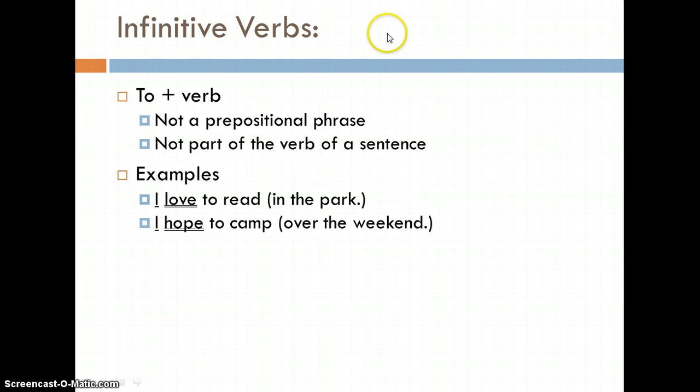One point that can be somewhat confusing is this idea of infinitive verbs. Anytime we have to plus a verb, that is called an infinitive verb. To run, to play, to live, that is an infinitive verb. But what is interesting and important to note is first, it's not a prepositional phrase. Even though it has the word to, it's not a prepositional phrase. And it's also not part of the verb of a sentence. An infinitive verb does not act as a verb in a sentence. So that's really important to know.